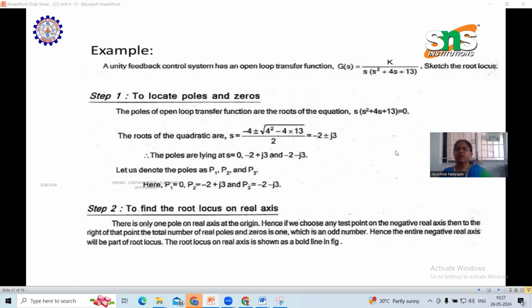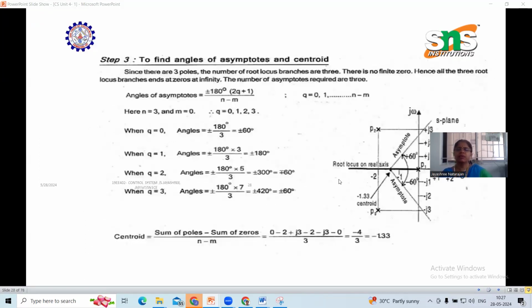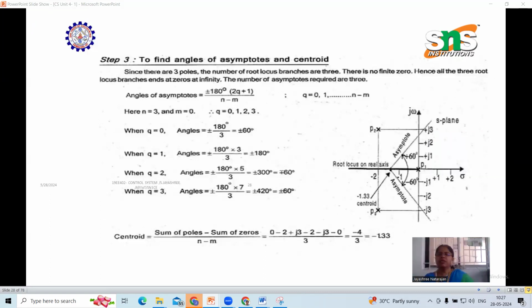So, the root locus lies on the left side of the real axis. See this picture in the s-plane. This is the positive real axis, negative real axis, positive imaginary axis, negative imaginary axis. These are the poles P1, P2, P3 marked here.